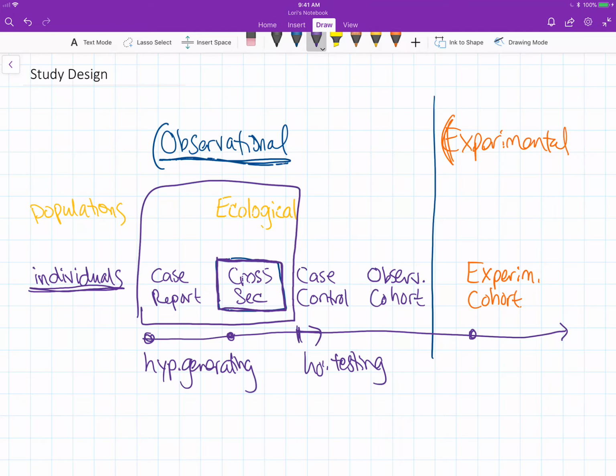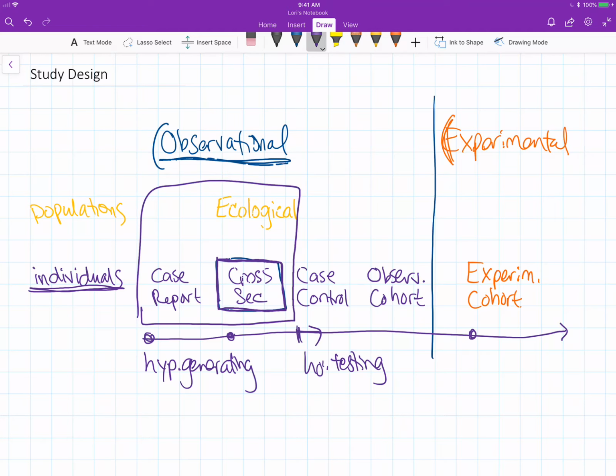Because we collect all the data at once and we don't have to follow them forward in time, it can cost less. It can take less time, less money, and fewer resources in order to collect this data. However, we're limited because all of the variables were collected all at once. We cannot establish a time sequence of events. In other words, we can't say that X caused Y because we don't know which one happened first. And so there's no ability to establish causation.